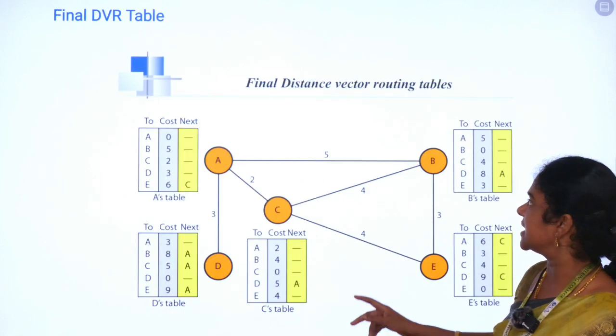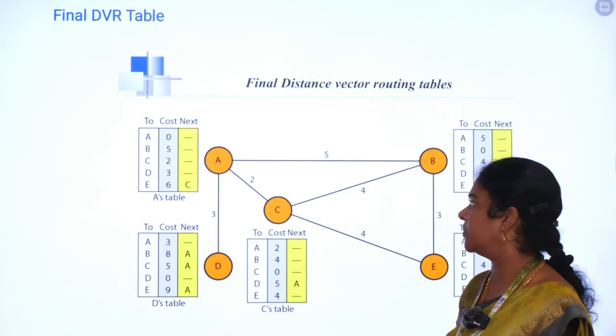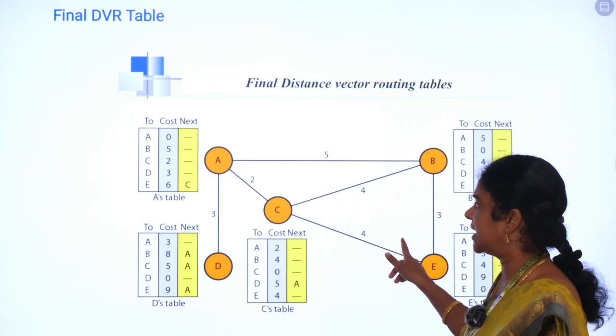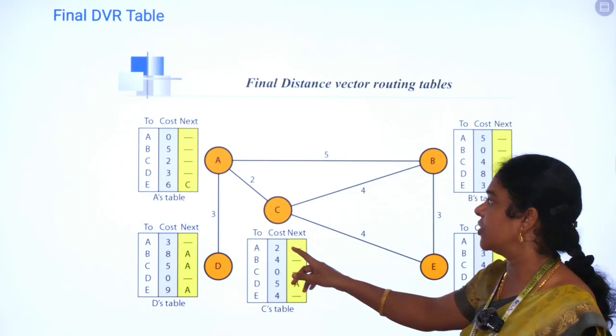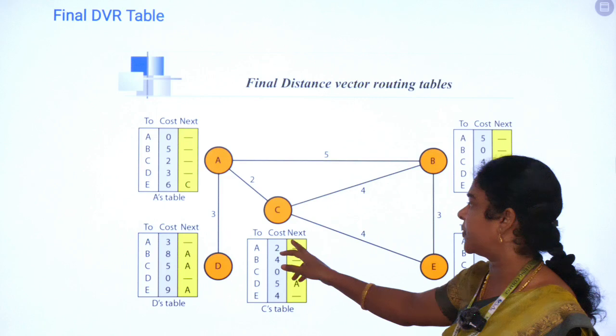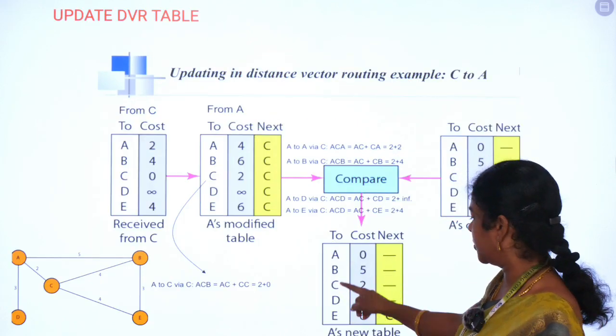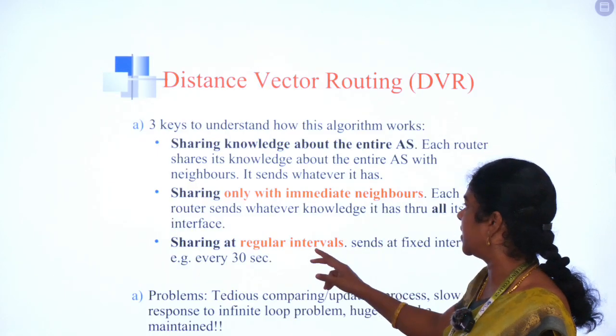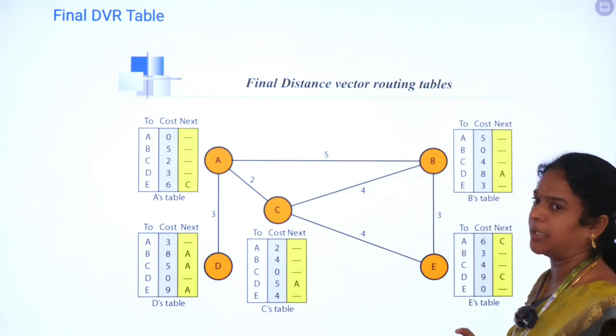Okay, so this is the final distance vector routing table. So this is the diagram. Already we know how to find the new table for A. So that is the process. In this one we find the new table for A. Similarly we find the remaining tables. So now we take the B table.